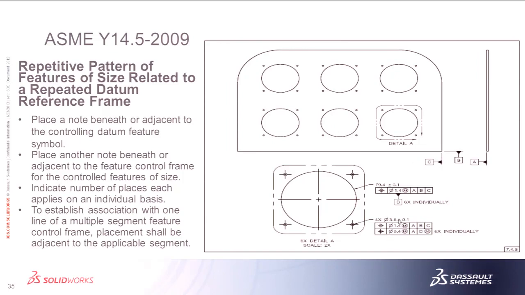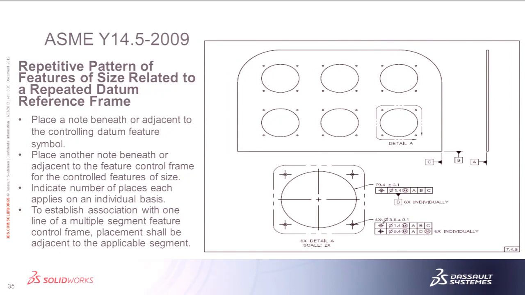All right, so then on our profile or our true position call out for each one of the 4 holes in our detail view, we're locating it with a large tolerance back to A, B, and C, and a much tighter tolerance back to A and D. And this is a multiple single segment control.